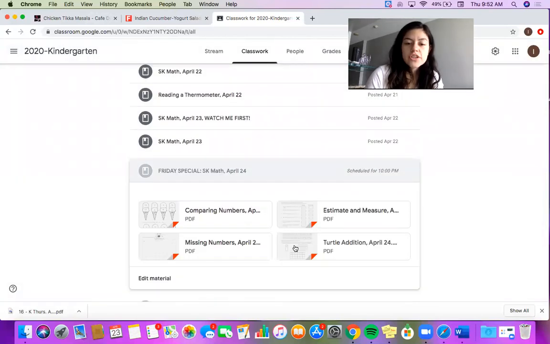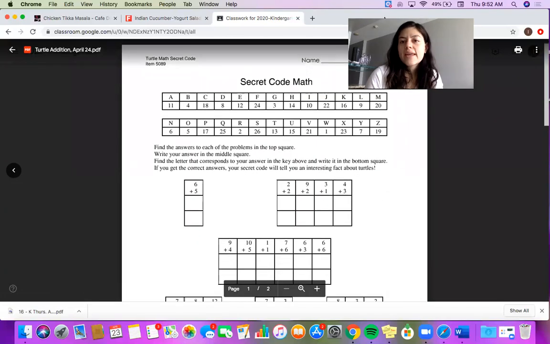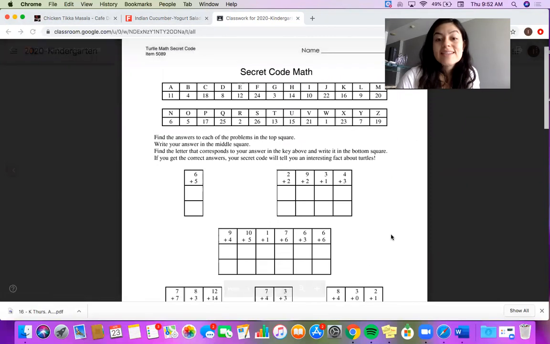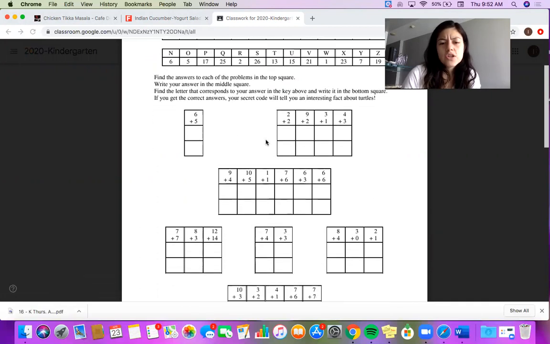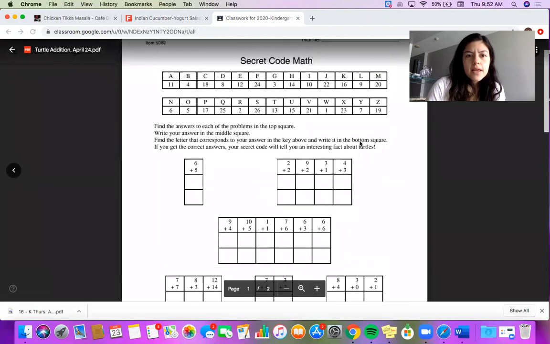And finally, your last worksheet for today is called Turtle Addition. For this one, it's kind of similar to what I had last week where there was a secret message hidden. There is a secret message hidden in today's lesson as well. And it's going to be something about turtles because it's called Turtle Math Secret Code. So this looks kind of confusing, but it's actually very easy. Let me explain to you how it works. Here on top, you have the legend. So it says what all the letters are and what all the numbers are. Okay, so we're going to need that at the end once we solve all our numbers.